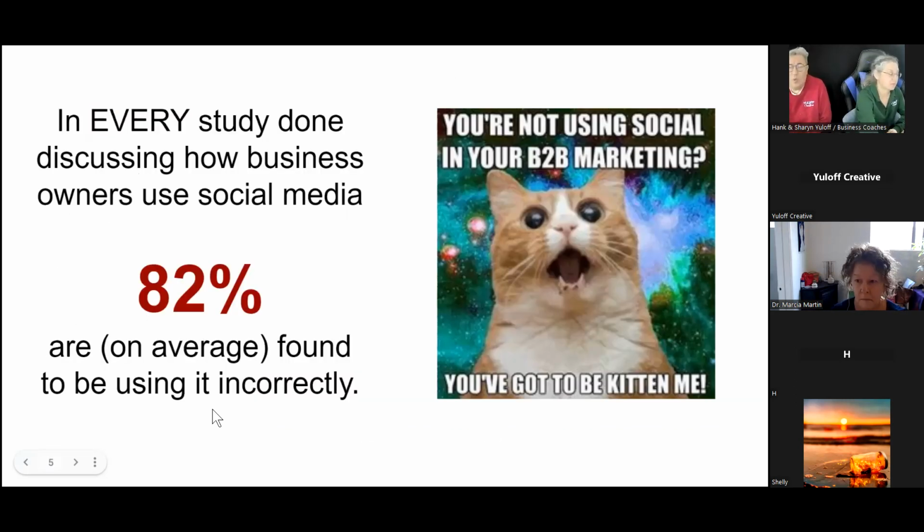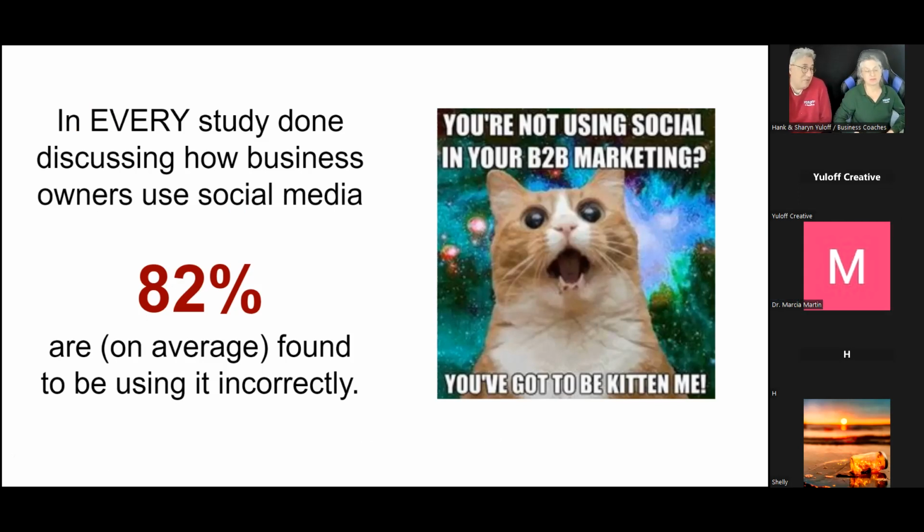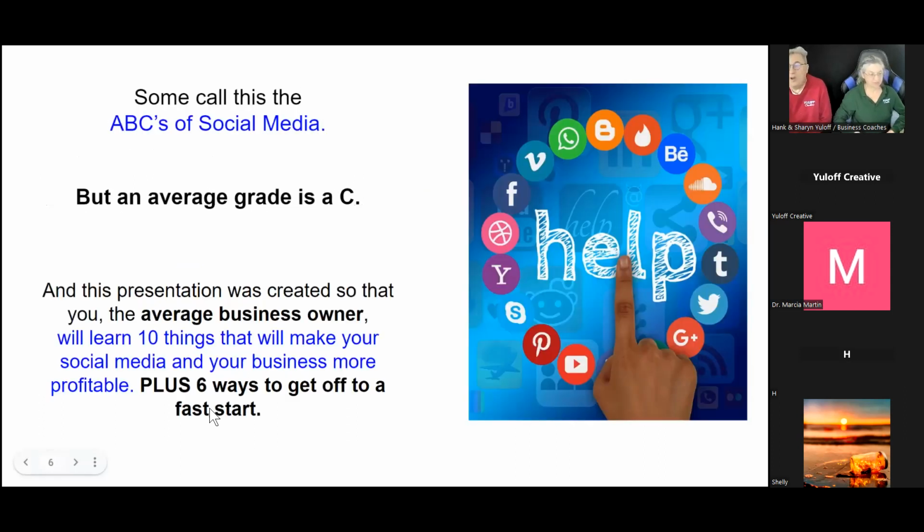So what we've looked at is that all of the studies on social media usage and how companies are using it, the average number is that, well, you can see it on your screen, most everyone is using it wrong. And that's okay, because when we start using it right, we kick their butt. Some would call this the ABCs, like the basics of social media, but the average grade is a C. So it's the C's. And all 10 points we're going to cover today start with the letter C. So today is brought to you by the letter C.